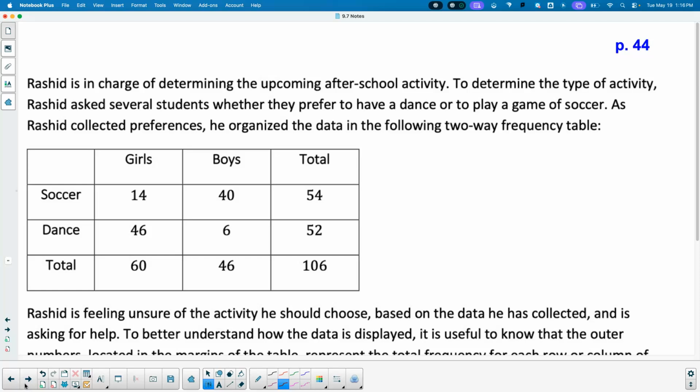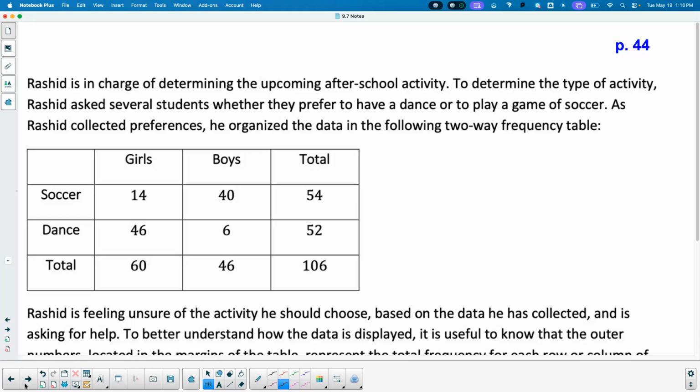So a two-way table is a table that is comparing two different questions. Okay? All right? So Rashid is in charge of determining the upcoming after-school activity. To determine the type of activity, Rashid asked several students whether they preferred to have a dance or play a game of soccer. As he collected preferences, he organized the data in the following two-way table. Okay? So he broke it up into girls or boys, okay? And then soccer and dance.